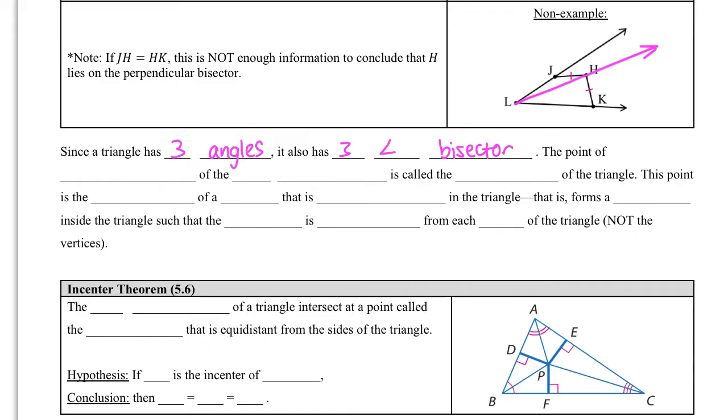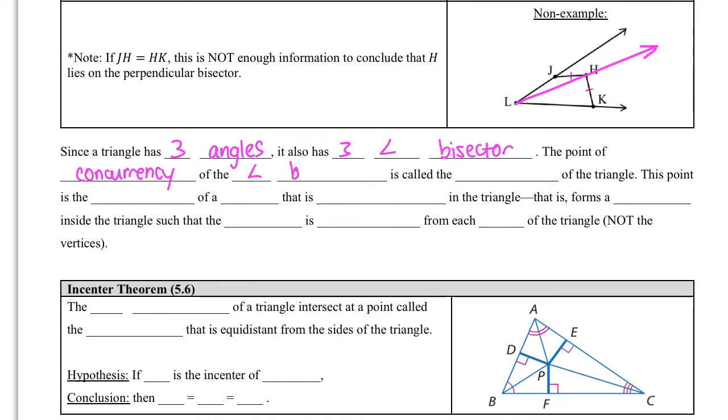Now, again, there's a point of concurrency for these three lines. So remember, I told you it was kind of crazy that when you draw the three perpendicular bisectors in a triangle they all intersect at the same point. It happens again with the angle bisectors.